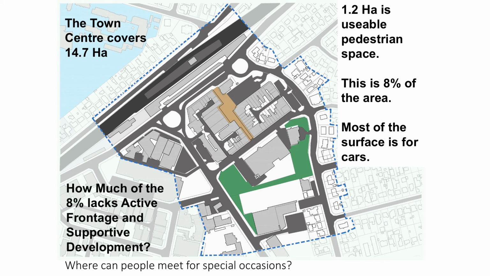So the question is, how much of the 8% lacks active frontage and supportive development? When we analyse the buildings facing these two spaces, we find that 77% of the buildings are rated as poor in terms of activation and visual connection. This is a very poor result and an area for potential improvement.